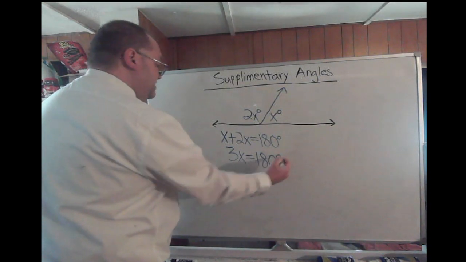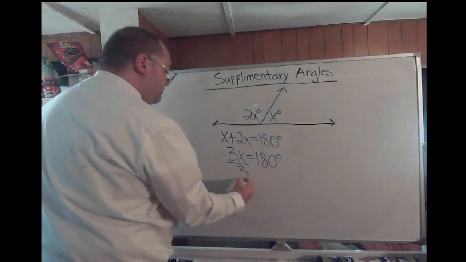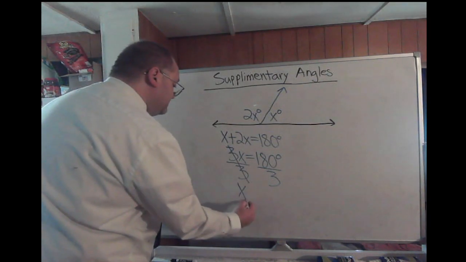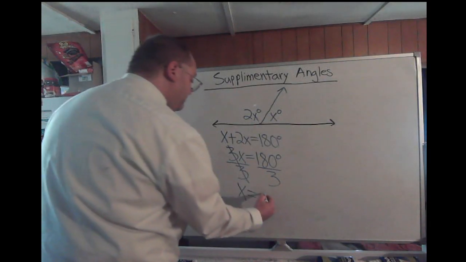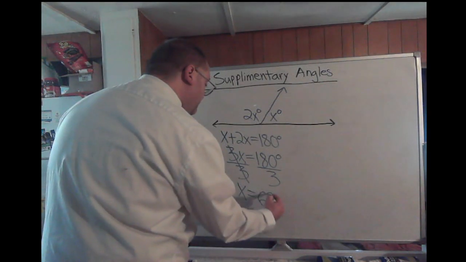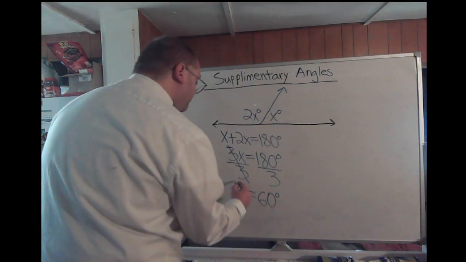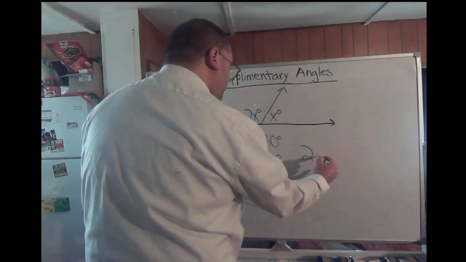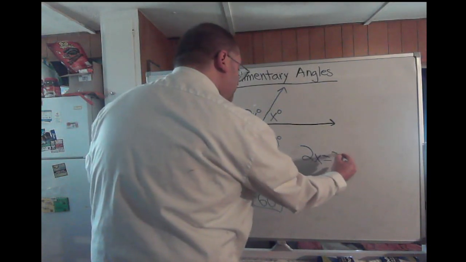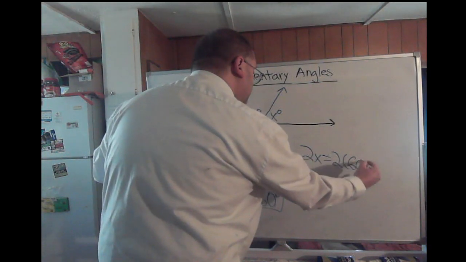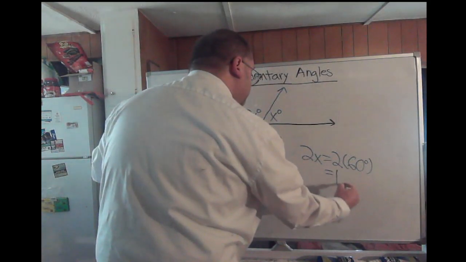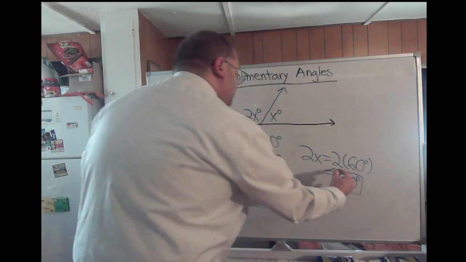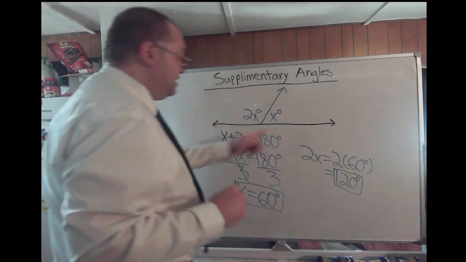Well, we want to solve for just x, so you divide both sides by 3. On the left side, the 3s will cancel out. You'll just have x is equal to 180 divided by 3, which is 60. So we found the measure of x being 60 degrees, which would mean that 2x is equal to 2 times 60 degrees, which is 120 degrees. So again, we get 60 and 120 for our measures.